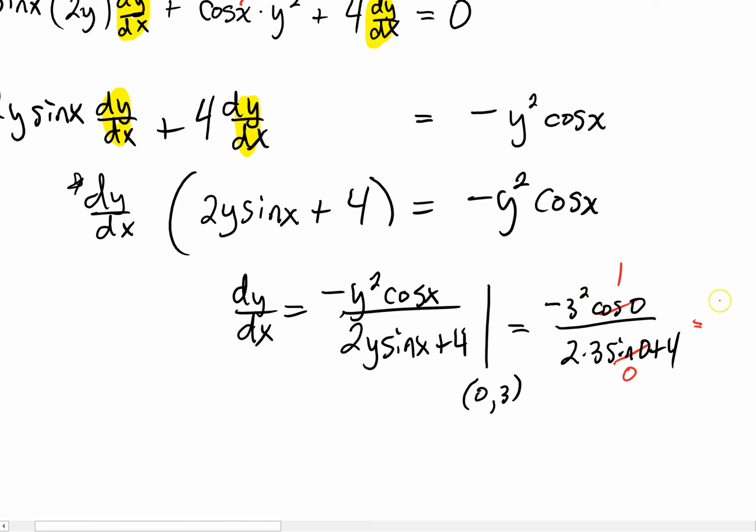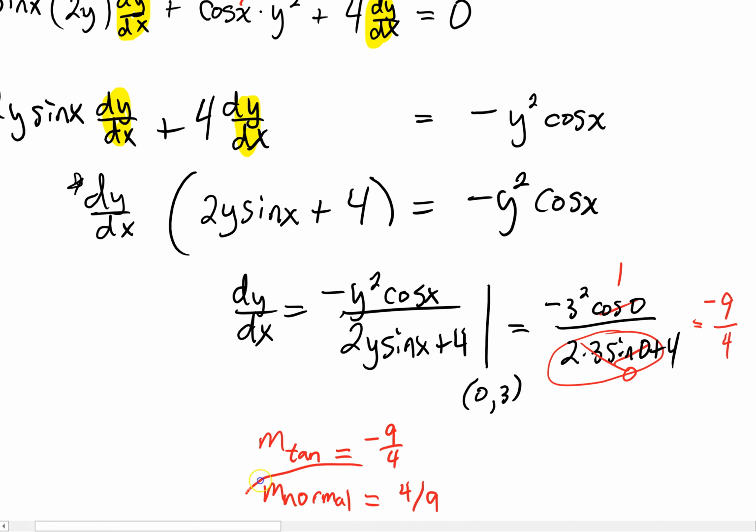So we're going to be left with a negative 9. 3 squared is a 9. And this whole thing multiplies to 0. That wipes out, except we're going to have a 4. So the slope of the tangent line is negative 9/4. The slope of the normal line is going to be the opposite reciprocal, which is going to be a positive 4/9.